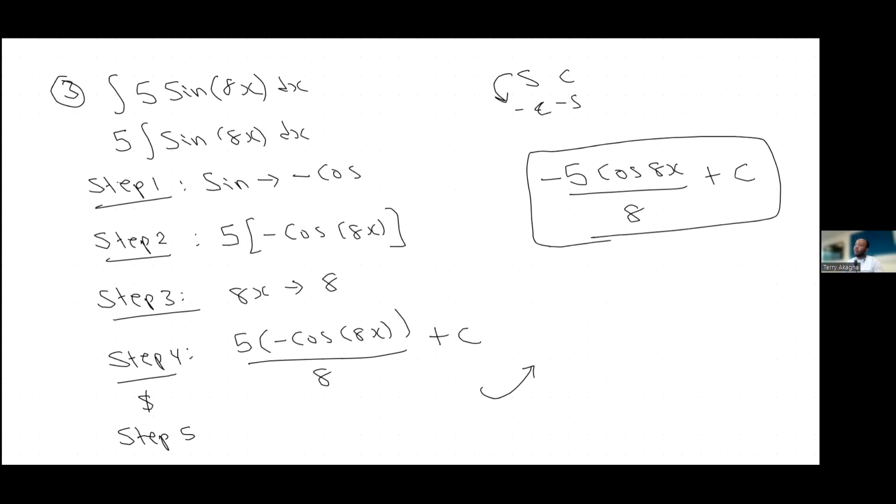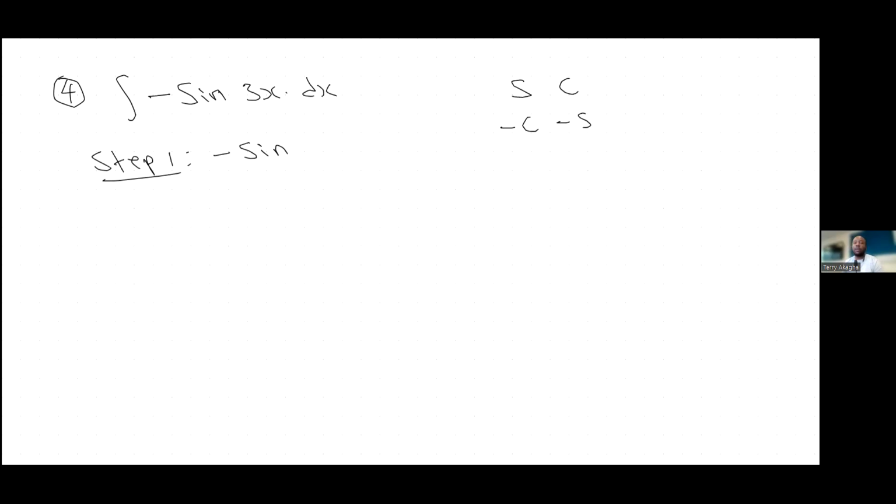Let me pick one more example. Let me make it a little bit more interesting. What if you were told to integrate minus sine 3x with respect to dx? So step 1, the first thing you have to do is integrate minus sine. If you look at it, we have sine, cosine, minus sine, minus cosine. So we have sine, cosine, minus cosine.